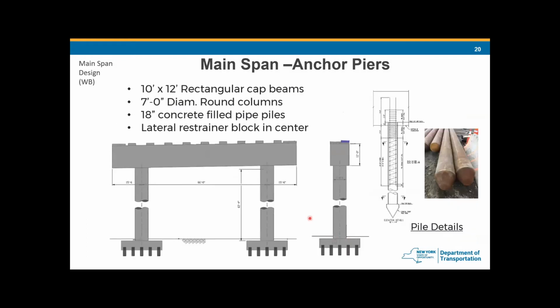And we have 2 anchor piers, and each one is at the end of the main span away from the pylon. The cap beam is 10 by 12 feet and is supported by 2 7 feet diameter columns. And the pier caps are supported by 18-inch diameter concrete filled pipe piles. And we also have a ladle with stringer block cast in place on top of the cap beam to provide a guide for the superstructure to move longitudinally. And this view shows the pile detail in an elevation view, and this is a picture of the pipe piles.